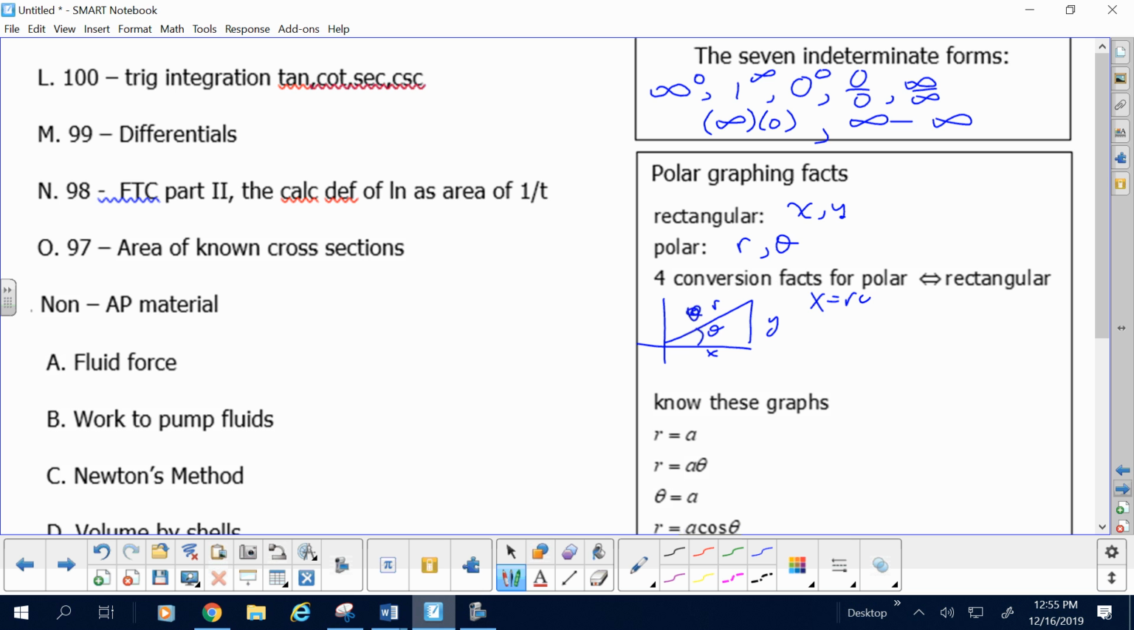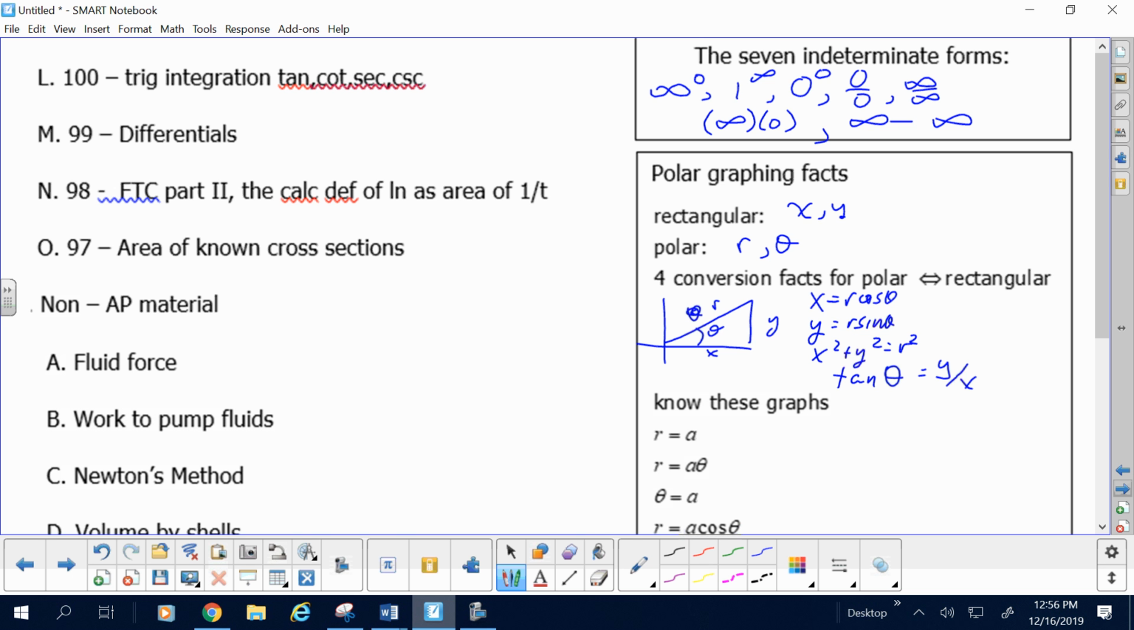X is R cosine theta, I heard. What else? Y is R sine theta. I heard another one about squares. X squared plus Y squared is R squared, and... Cosine squared theta plus sine squared theta? No. Good try though. Tangent of theta equals y over x. Or I guess you could look at that in an inverse tangent way also.